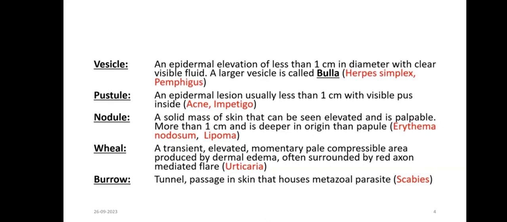Nodule is a solid mass of skin that can be seen elevated and is palpable. If we run 2 fingers across the lesion, and we try to lift that lesion from the skin, it will be movable. It will be bigger in size. It will be soft. And the classical example is lipoma. We all know what lipoma is.